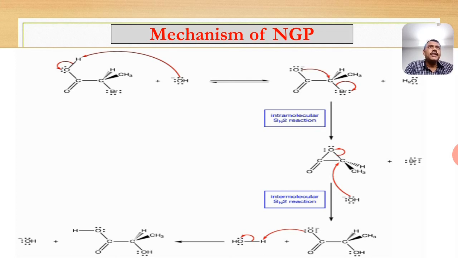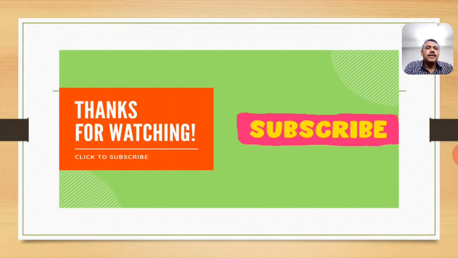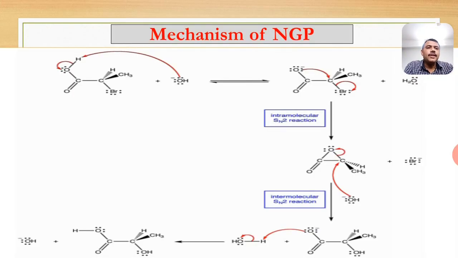It is actually a three-center reaction resulting in a bridged ion as an intermediate. Bridged ion means that after giving its electron pair to the neighboring carbon atom, the oxygen forms a bond to that carbon and forms a cyclic ring. This is nothing but the bridged ion, and it is the intermediate of the NGP.